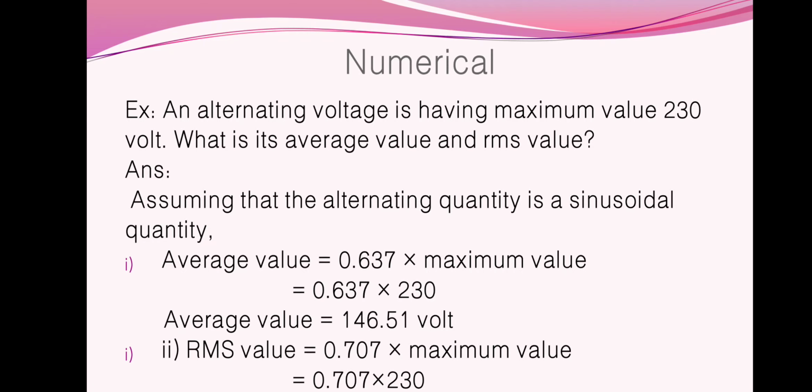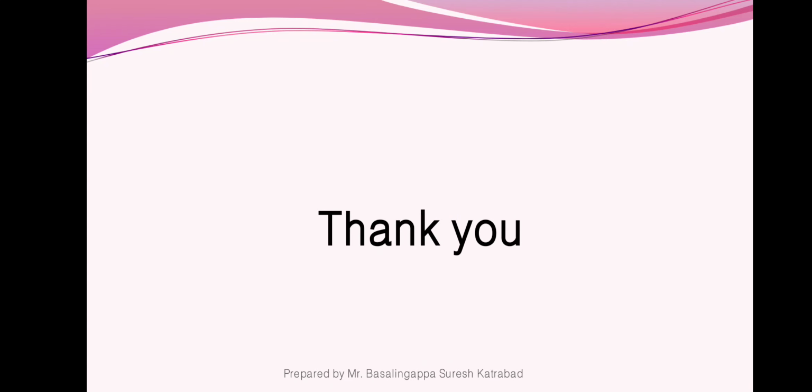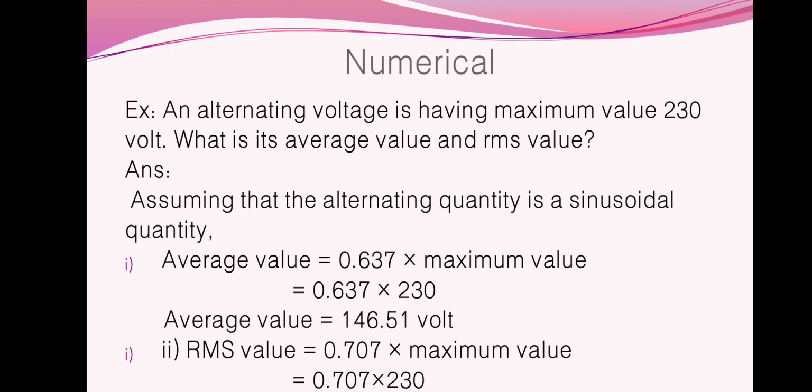Second, RMS value. RMS value equal to 0.707 into maximum value. Again they have given 230 volt as a maximum. We will write here 230 volt. So 0.707 into 230. So whatever the value we will write.